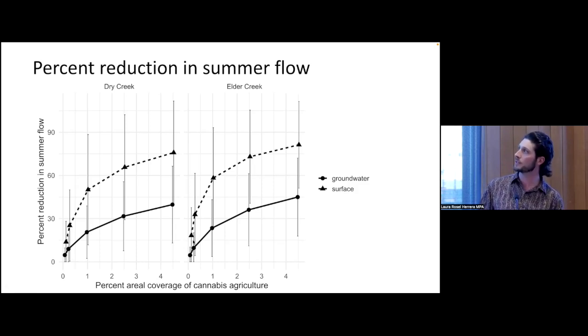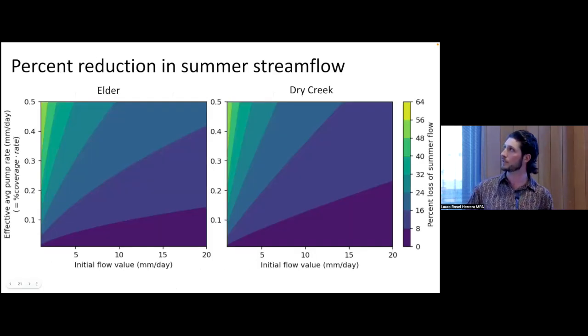And what's harder to see here is that Dry Creek actually responds more rapidly to any sort of extraction than Elder Creek does, meaning that it's more sensitive. This is that same data plotted in a slightly different way.